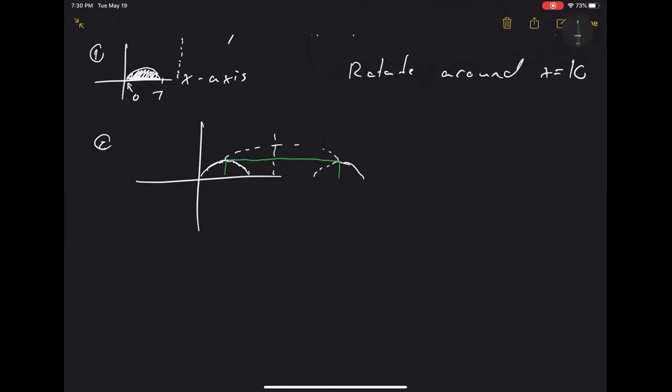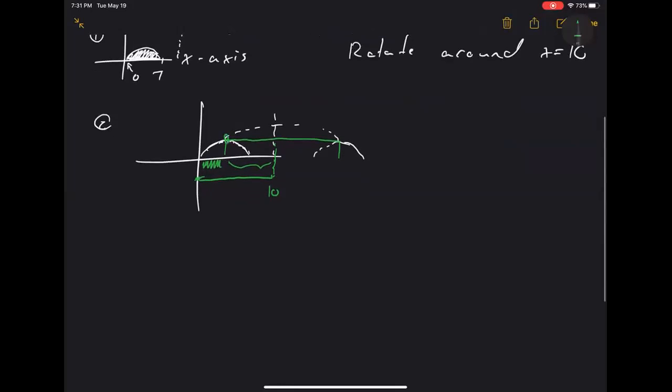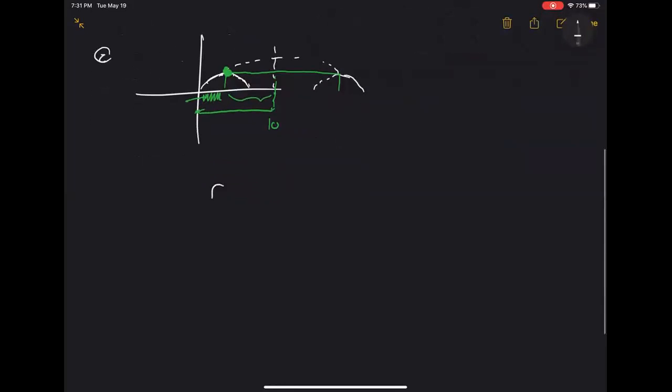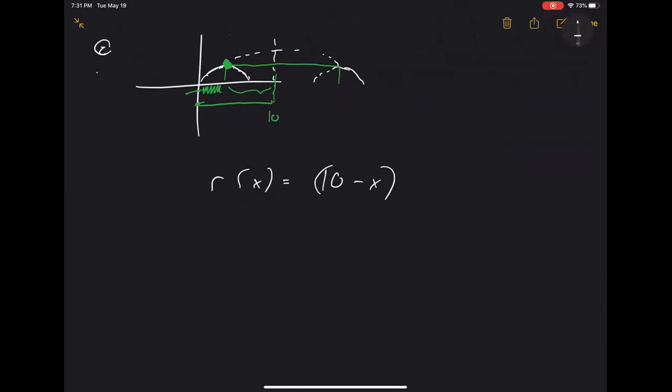Okay, so what would the radius of this cylinder be? This distance, okay? What is that distance? Well, let's see. This total distance here from this y-axis to this dotted line, that's 10, right? Because this dotted line is x equals 10, okay? And then if we subtract away this distance, okay, we'll have our radius. What is that distance? If I have this point on the curve, that distance there is the x-coordinate of that point, right? Okay, so my radius in terms of x should be 10 minus x.